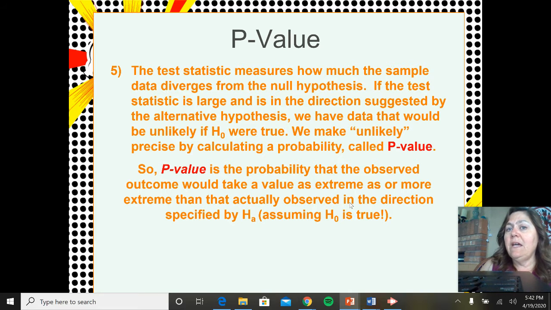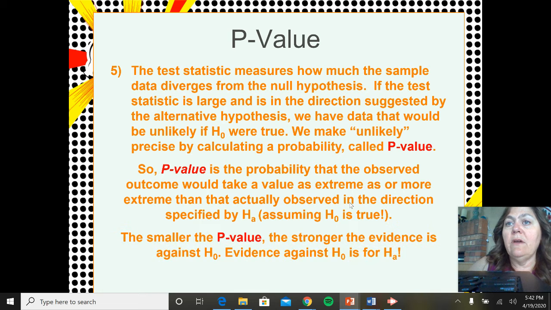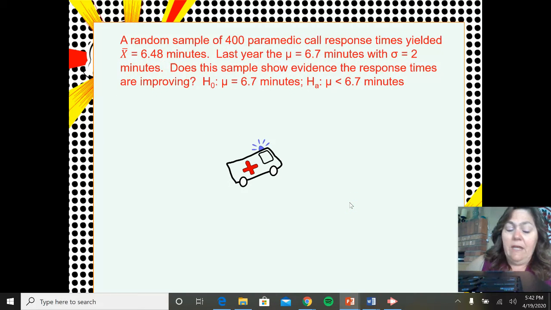If that's pretty tiny, then we have strong evidence that the H0 was probably incorrect. So the smaller the p-value, the stronger our evidence is against the H0. And evidence against the H0 is evidence for our alternative. Since the H0 is not very likely, it is most likely the HA is true. That's how we make our decisions about the problems. Let's take a look at a question.